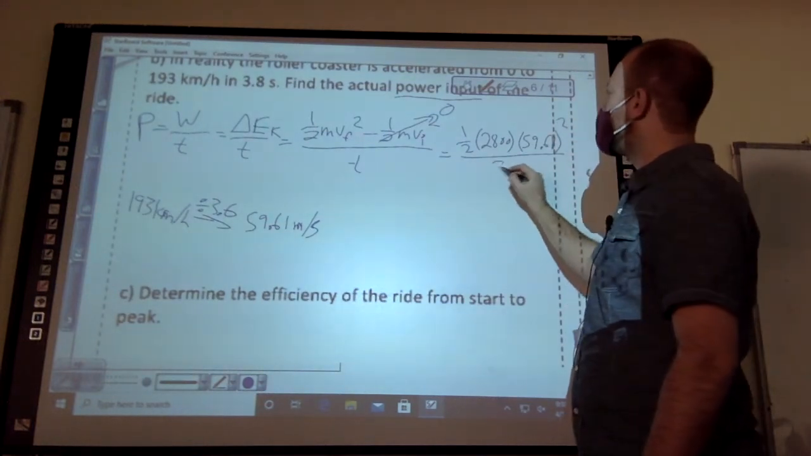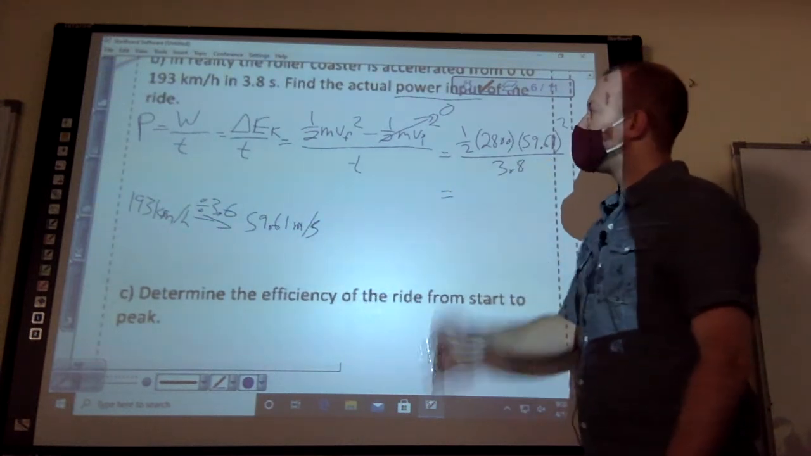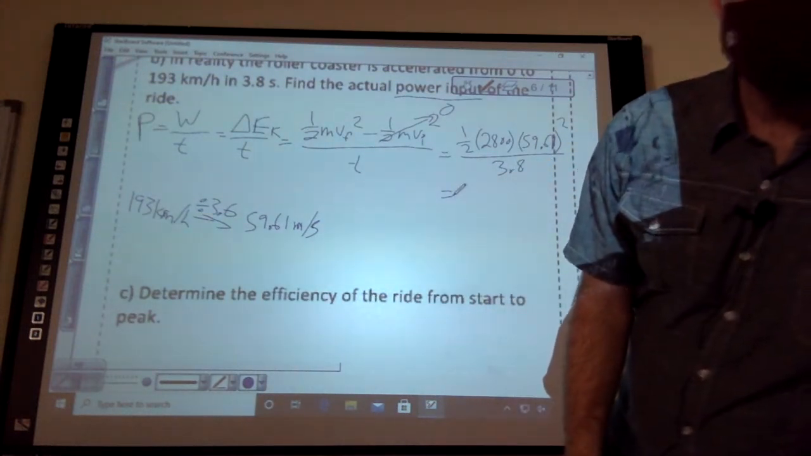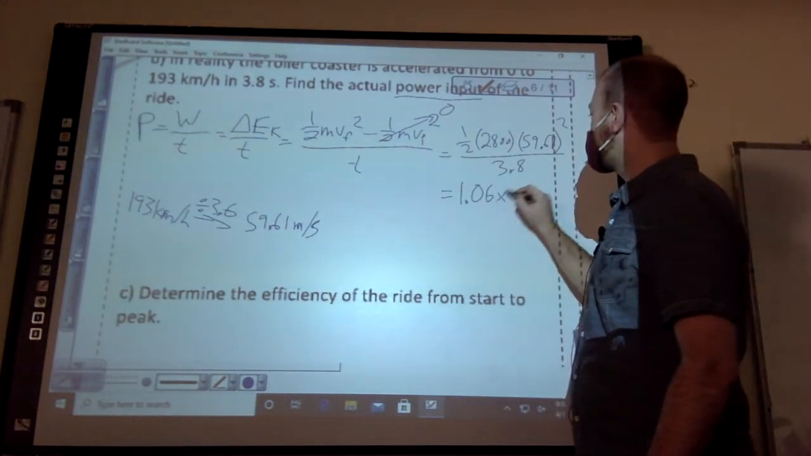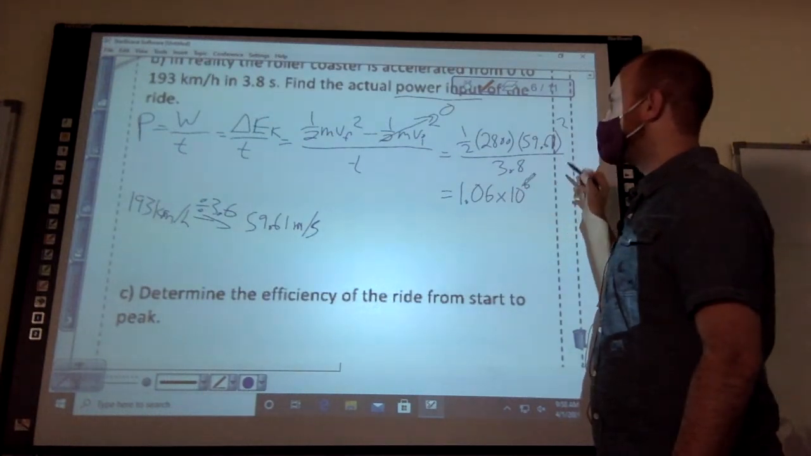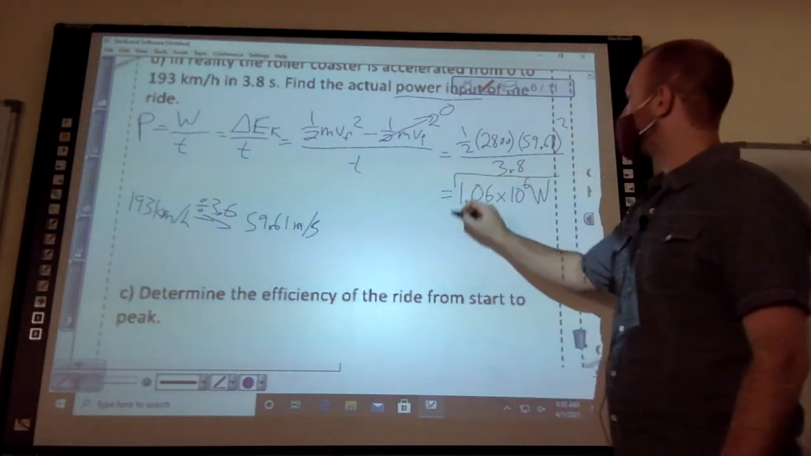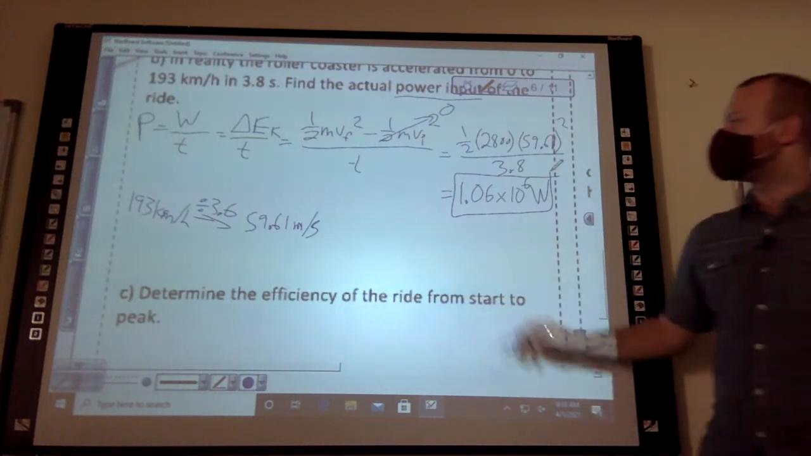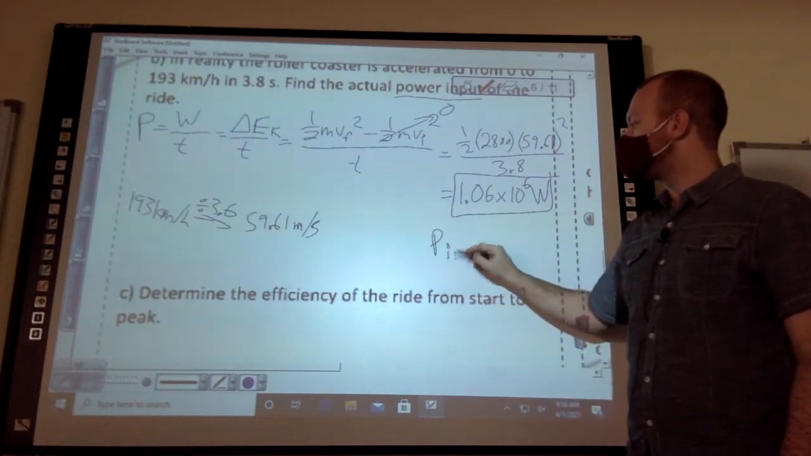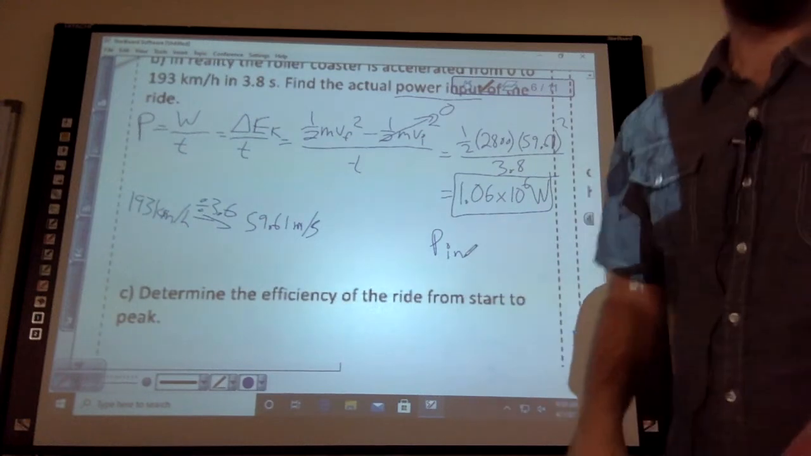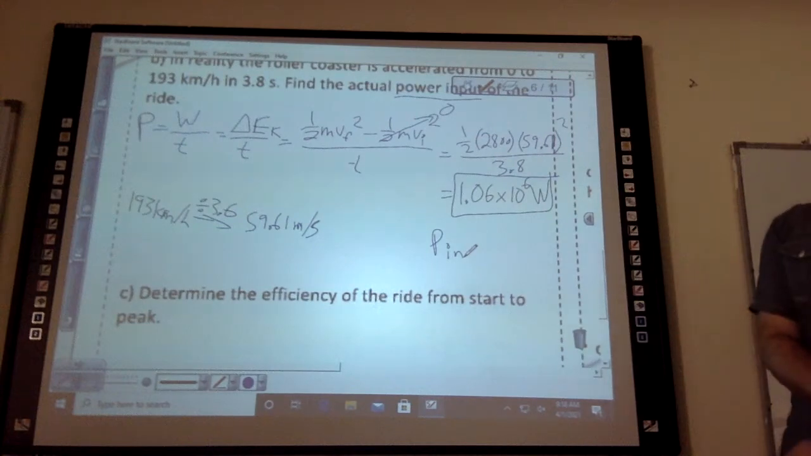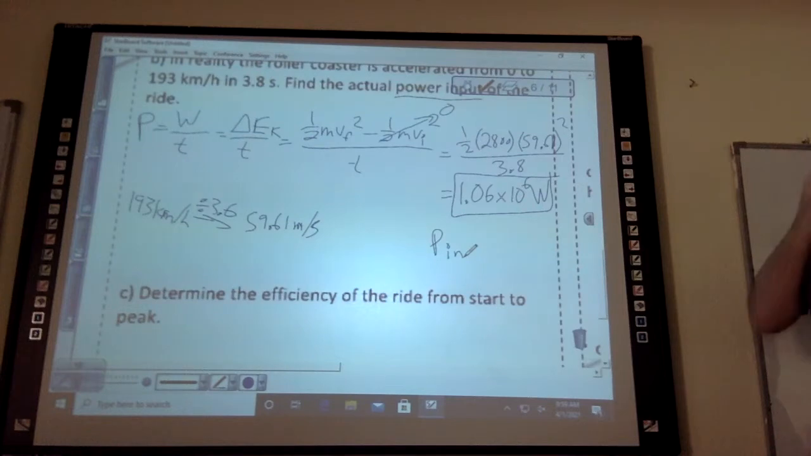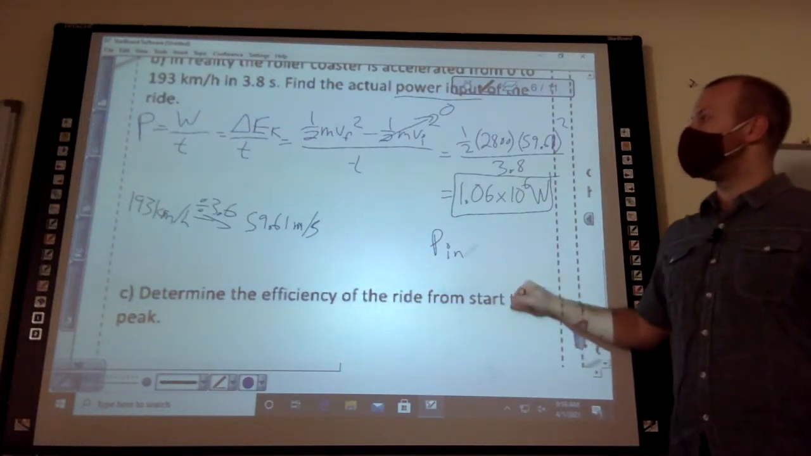Over time, 3.8. What is this? 1.06 times 10 to the 6. And we're dealing with power, so this is watts. So this is power input. We have our output. We have the work out, we have the power in. When we convert from work to power, yep, power's work over time. So we want to figure out now efficiency.